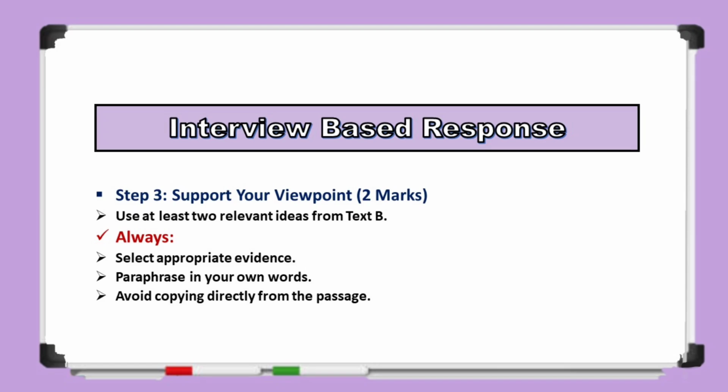Step 3 is to support your viewpoint. This section is worth 2 marks, so include at least 2 relevant ideas from text B. Return to the passage, find the correct information, and rewrite it in your own words. Avoid copying directly because Cambridge rewards candidates who can paraphrase successfully.